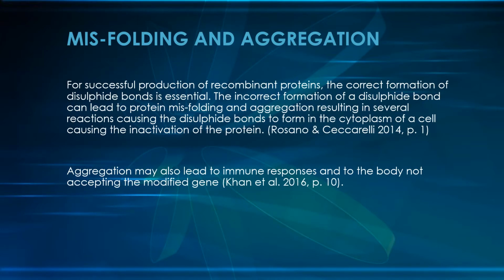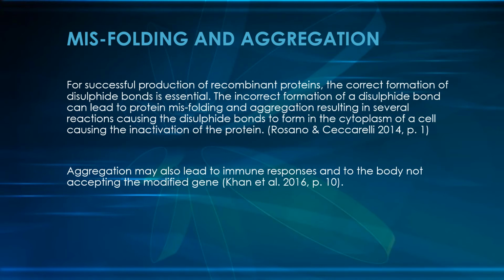Another shortcoming that recombinant protein technology has faced is the misfolding and aggregation of the proteins. For successful production of recombinant proteins, the correct formation of disulfide bonds is essential. The incorrect formation of a disulfide bond can lead to protein misfolding and aggregation, resulting in several reactions, causing the disulfide bond to form in the cytoplasm.